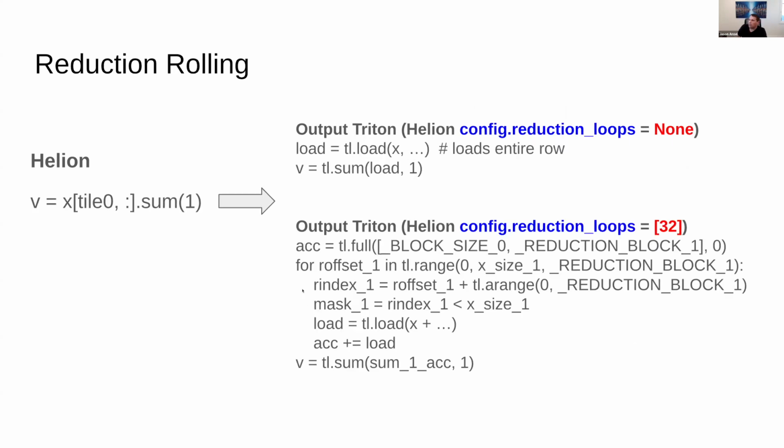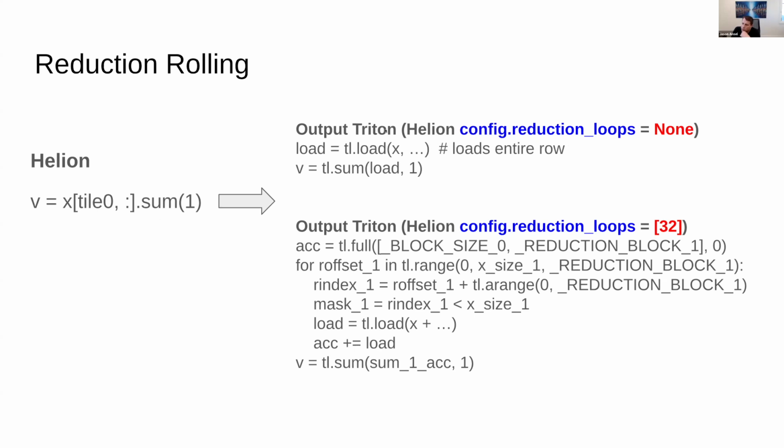So the next optimization, or configuration, I'm going to talk about is reduction rolling. If you write something like load an entire row of a tensor and then sum it up in Helion, this ends up mapping just to a TL.sum. The one subtlety here is that the block size you load needs to be rounded up to a power of 2, because Triton requires power of 2 blocks. Helion does this rounding up for you automatically. So when you put in this colon here to basically load the entire row, it's implicitly rounding up to the next power of 2 for you.